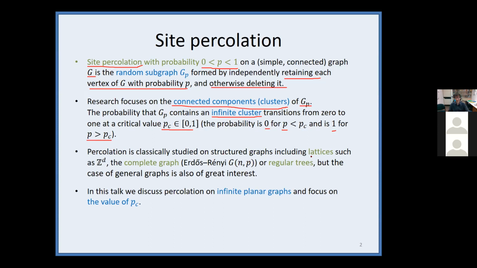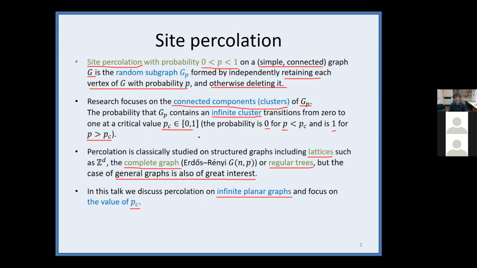Classically, percolation is studied on lattices or maybe on regular trees. And if you're in a finite graph context, then on the complete graph. This is the Erdős-Rényi graph. But we will be talking today on general graphs, and the case of general graphs is also of great interest. The focus today is when you take an infinite planar graph, what can be the value of P_C? This will be our focus today. Let me also mention all our graphs will be simple and connected, just for the record.